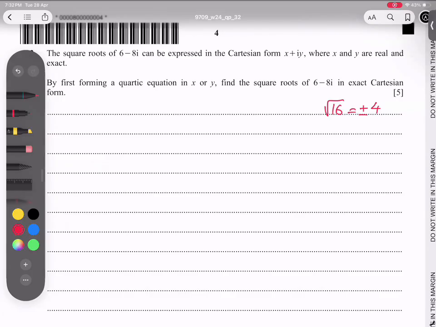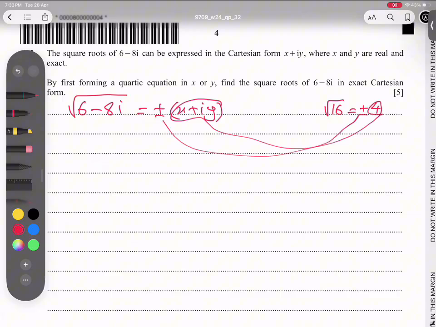Similarly, if I ask what is the root of 6 minus 8 iota, we don't know. We write here x plus iota y, and outside we put plus and minus. So this number behaves like that. And this answer is like 4, and plus and minus is compulsory. I think the idea is very clear.